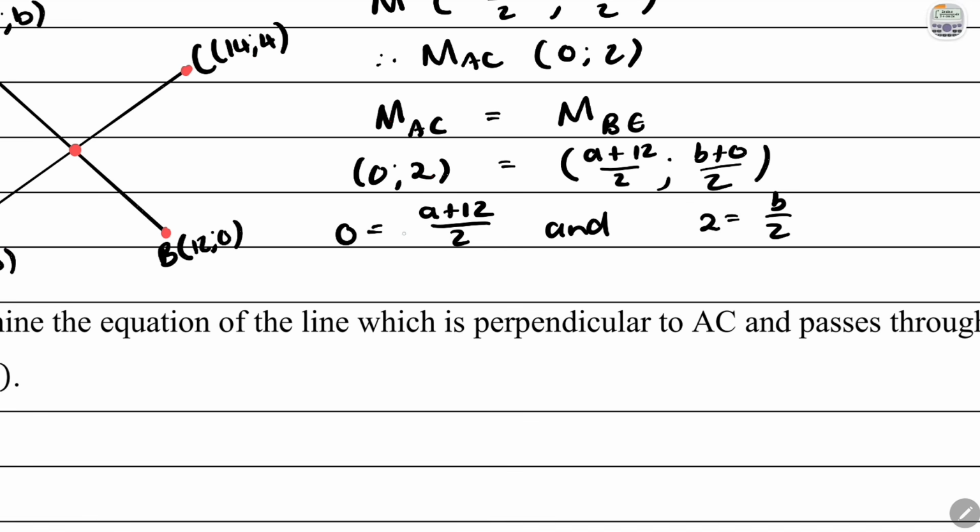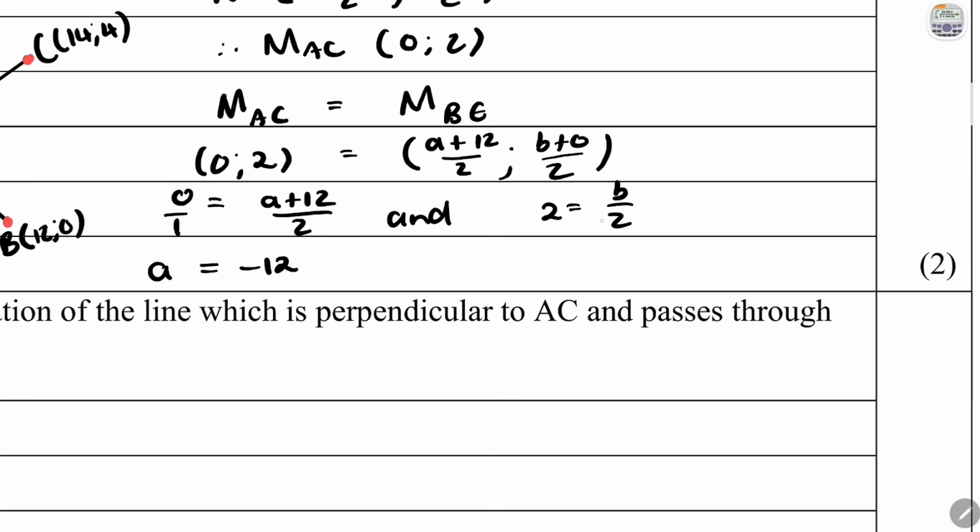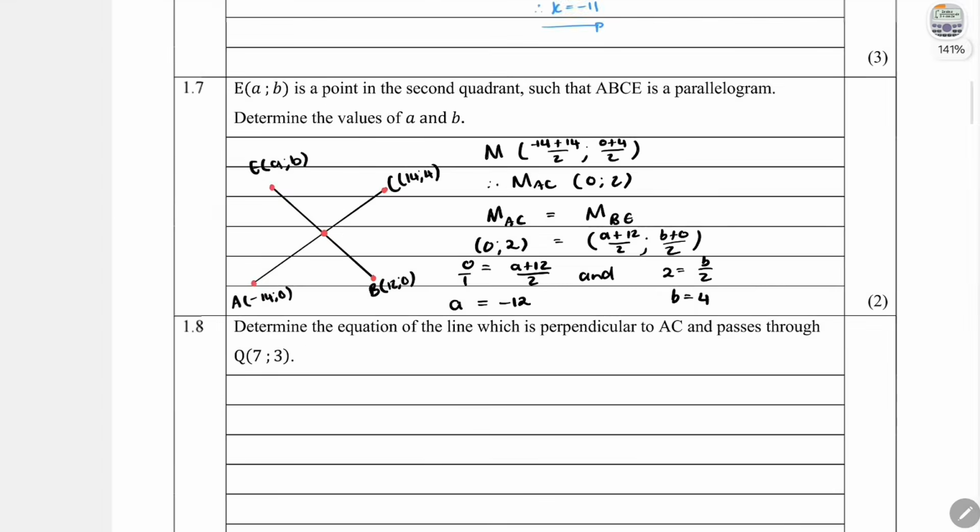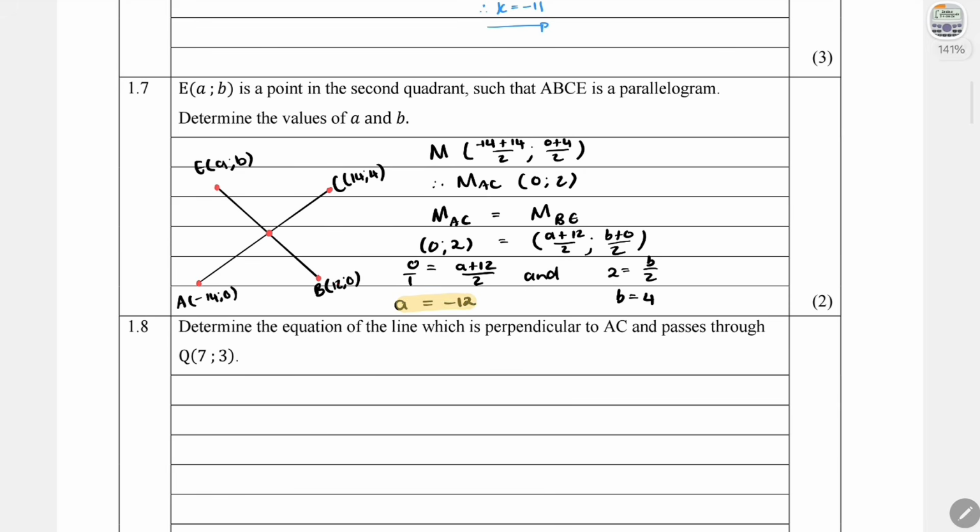Now if we cross multiply here, this is a 0, like 0 over 1. So this stays a plus 12, and 0 times 2 is still 0. If you transpose the 12, a is equal to negative 12. And here, just multiply both sides by 2 to get rid of this denominator. So 2 times 2 is 4, and b is equal to 4. And those are the values of a and b. a is negative 12, while b is 4.